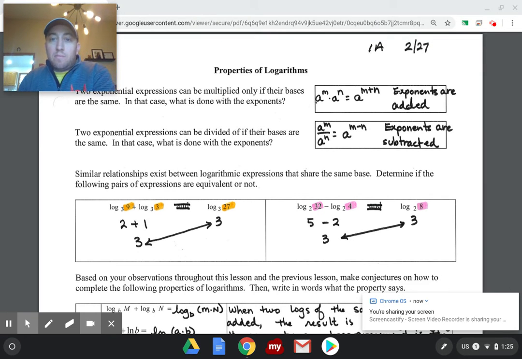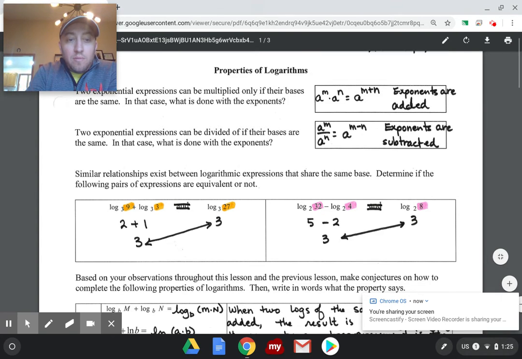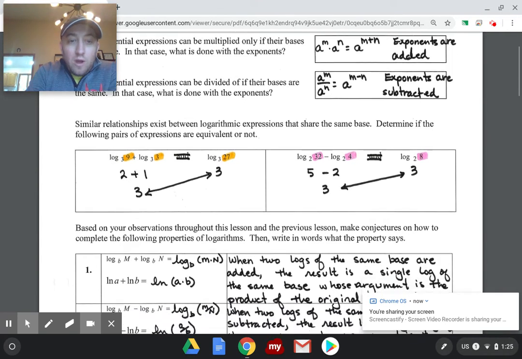So just remember that when you are multiplying two things together with the same base, you add the exponents. And when you are dividing two things with the same base, you're going to subtract the exponents. Logarithms have similar properties as well.